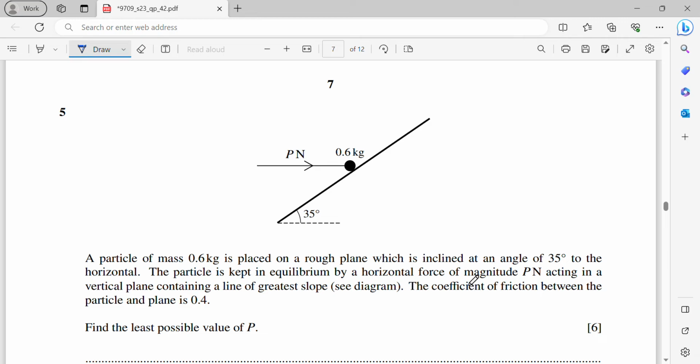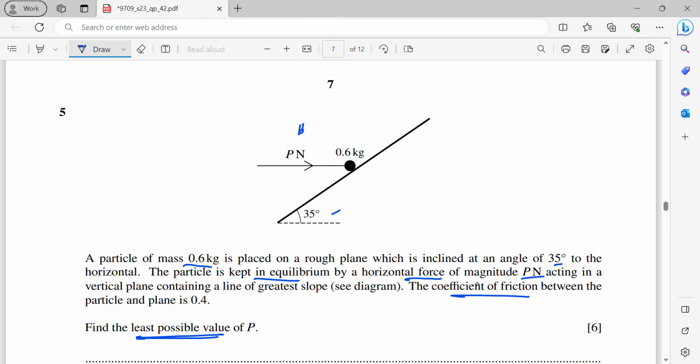Okay, now question number 5. A particle of mass 0.6 kilogram is placed on a rough plane, which is inclined at an angle of 35 degrees to the horizontal. The particle is kept in equilibrium by a horizontal force of magnitude P Newton acting in the vertical plane containing a line of greatest slope. The coefficient of friction between the particle and the plane is 0.4. Find the least possible value of P.